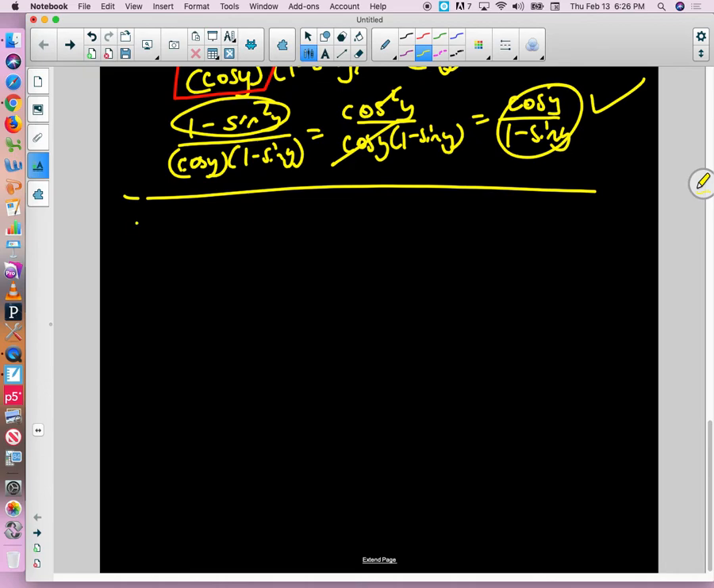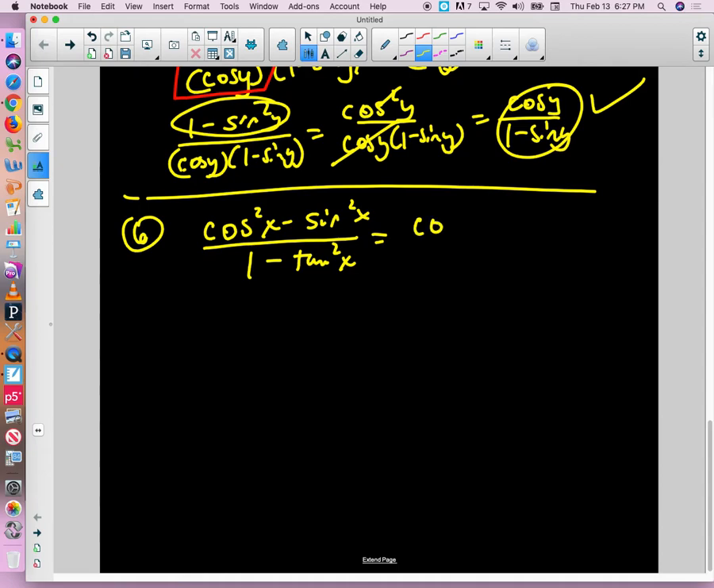Number 6. Cosine squared x minus sine squared x over 1 minus tangent squared x equals cosine squared x.